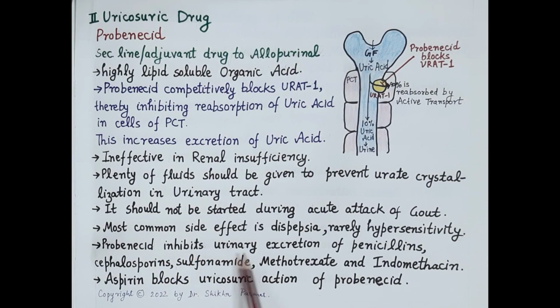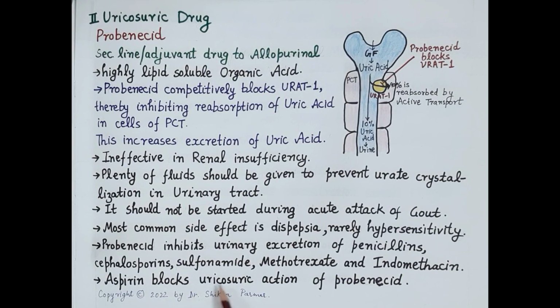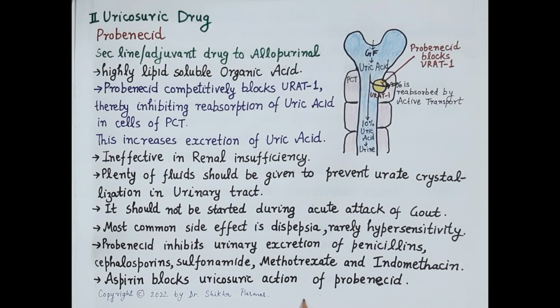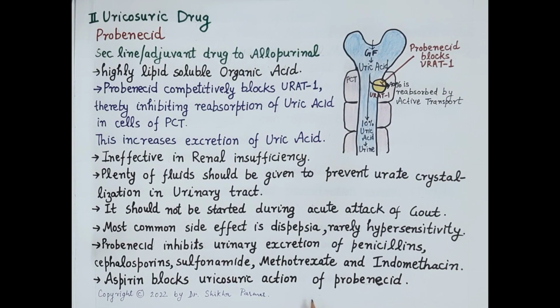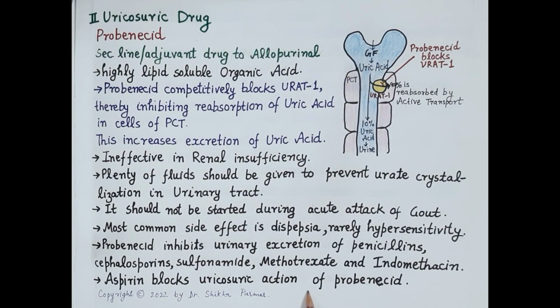It inhibits urinary excretion of penicillins, cephalosporins, sulfonamides, methotrexate, indomethacin. Apart from this, aspirin blocks the uricosuric action of probenecid. So this is in brief the pharmacology of probenecid, and this is all about the pharmacology of drugs used for the treatment of acute and chronic gout.